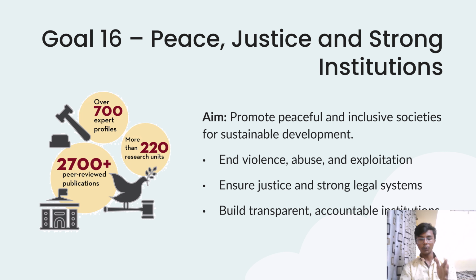This aim is to promote peaceful and inclusive societies for sustainable development, and to end violence, abuse, and exploitation. Abusing a girl in public is not good. Exploitation is not good. Violence is not good for the environment. Ensure justice and a strong legal system, and build transparent, accountable institutions. There should be an institution like NITI where it is transparent, showing all the transactions, and it should be accountable. Accountable, guys, I'll discuss these things.